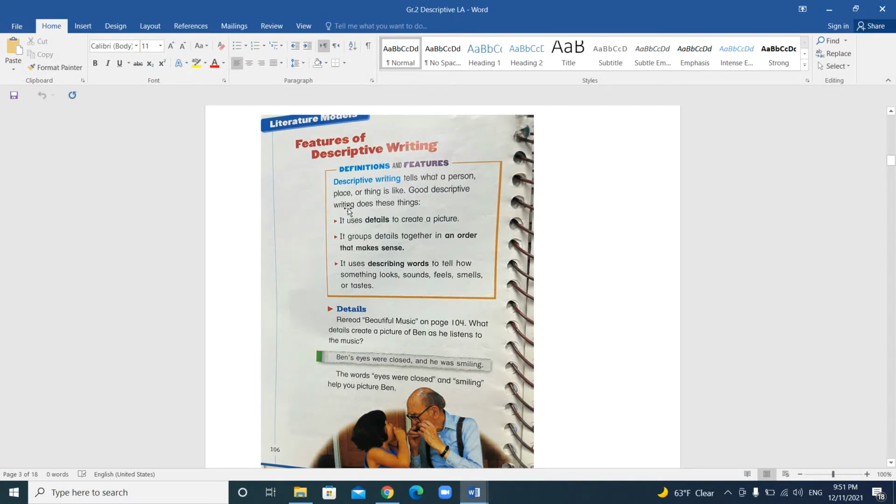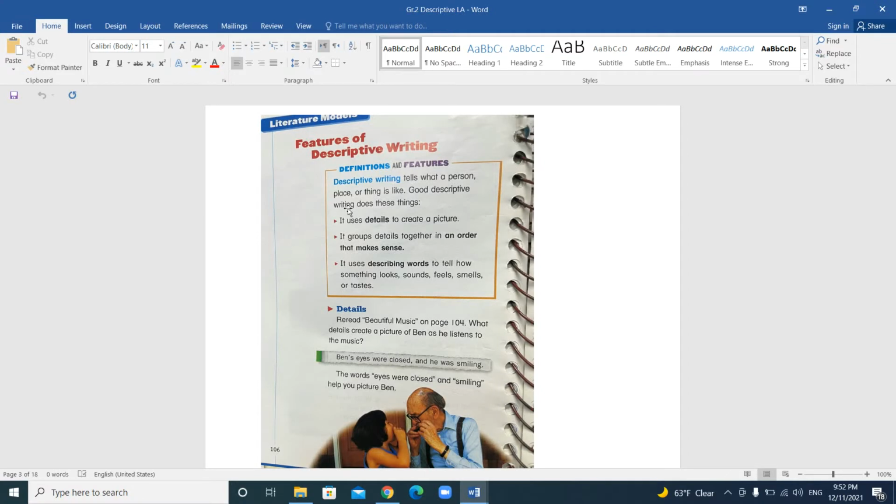Also about place, you can describe a place. We did an example where we described our school, right? And you can describe a thing. Like I asked you, your project is to describe your favorite snack. Okay? So when you write a good descriptive writing, what do you have to keep in mind?